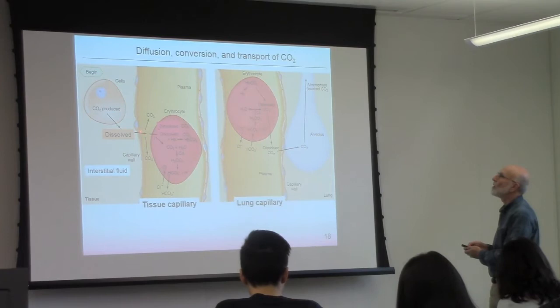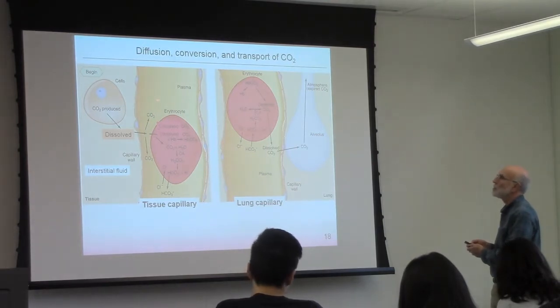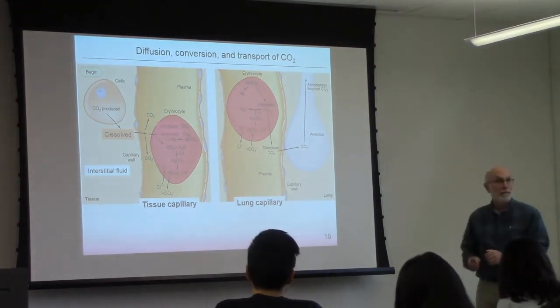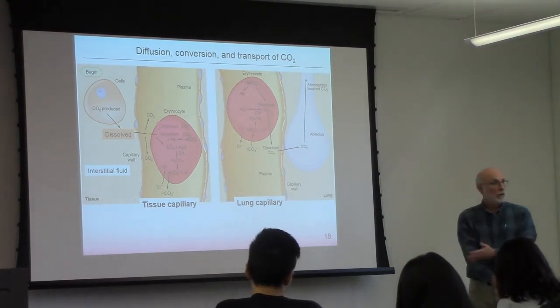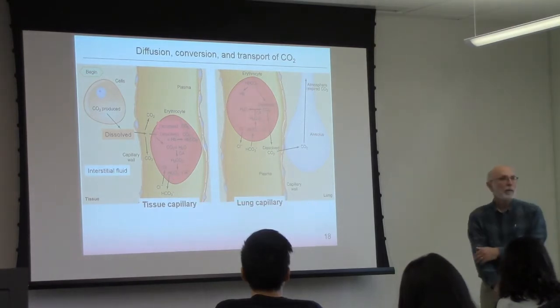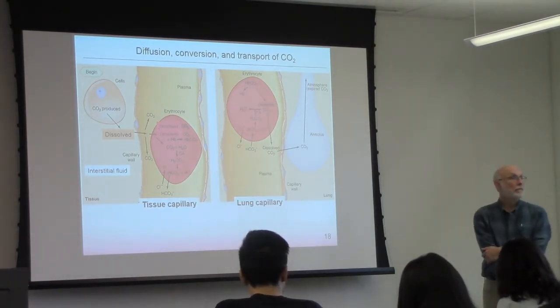Okay, so we're now at CO2 that has diffused into the blood plasma inside a capillary. Some of it is dissolved, a dissolved solute. Some of it diffuses through the red blood cell membrane into the cytoplasm of the red blood cell, where it is dissolved.